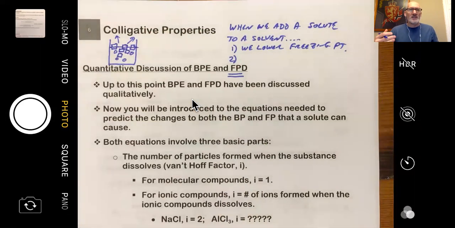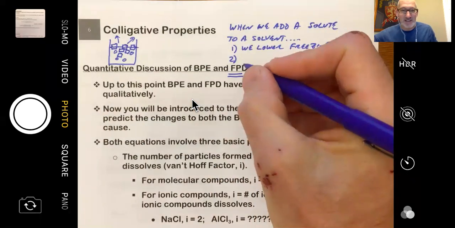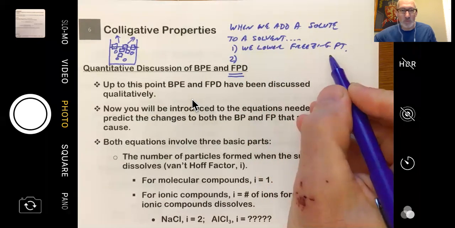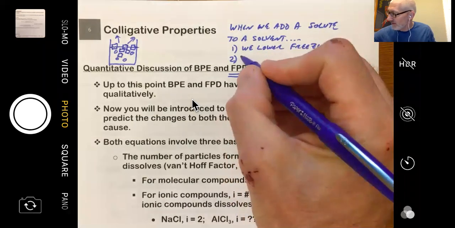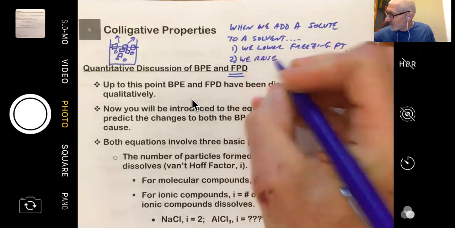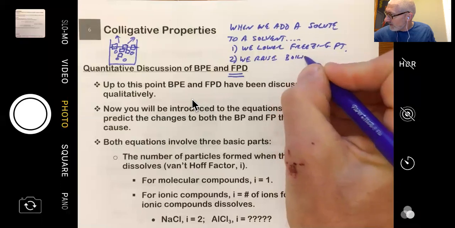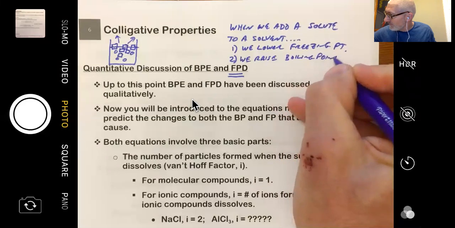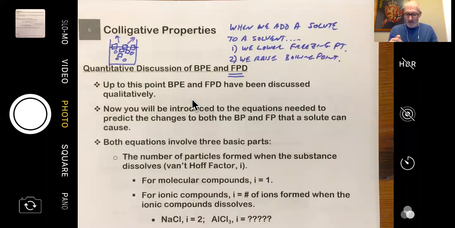So in order for these water molecules to take off and jump up into the gaseous state, it doesn't require just enough energy to get to 100 degrees Celsius. It requires a little bit more. And so what we have is not only do we lower the freezing point when we add a solute to a solvent, we raise the boiling point.